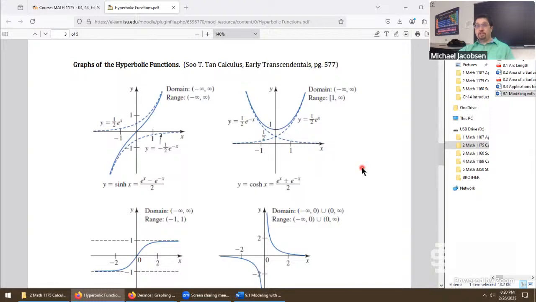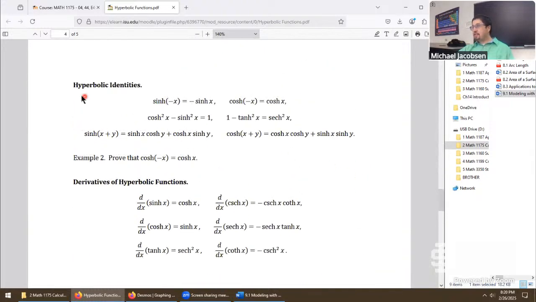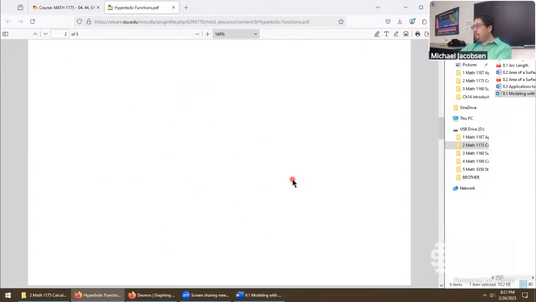If you were to graph them, they look like this. Finally, these are the derivatives. And just like there's trigonometric identities, there's hyperbolic identities. This one right here is the weird one because we usually say cosine squared plus sine squared equals 1. This time it's a minus, and it's only because the geometry had a minus right here. That's the only thing that directed that identity. So there's our overview of hyperbolic functions.